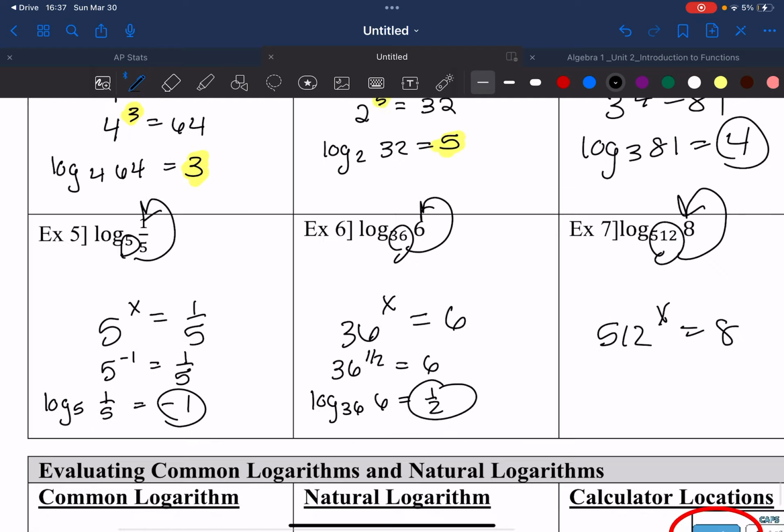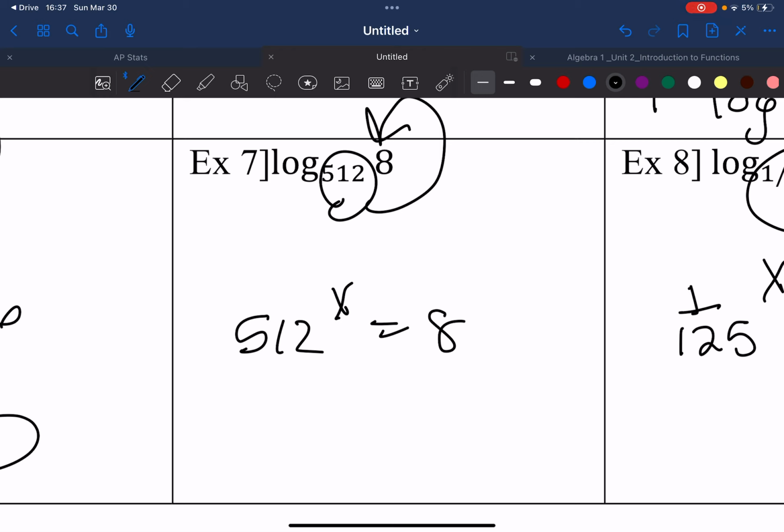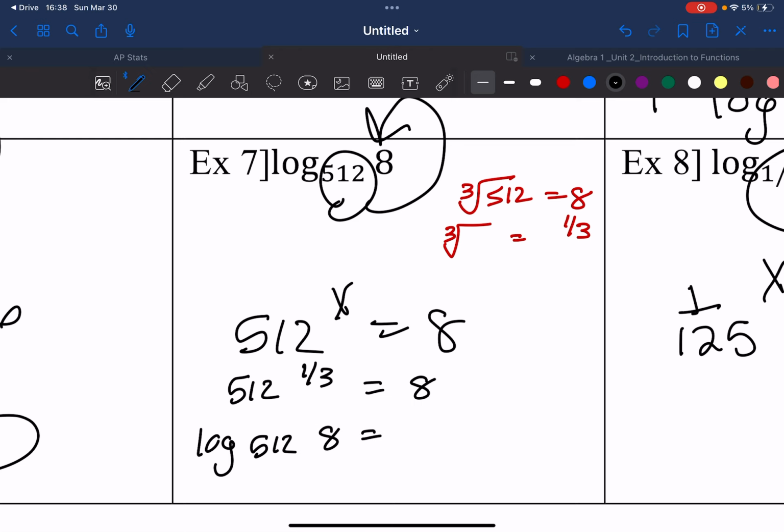Okay, so let's see. This is probably something similar. So I have a larger number going to a smaller number. So I'm first going to see, 8 to what power gives me 512? Well, 8 cubed is 512, which means that the cube root of 512 will give me 8. Well, the cube root is the same as saying to the power of 1/3. So 512 to the power of 1/3 is equal to 8, which means log base 512 of 8 is equal to 1/3, and 1/3 is our answer.